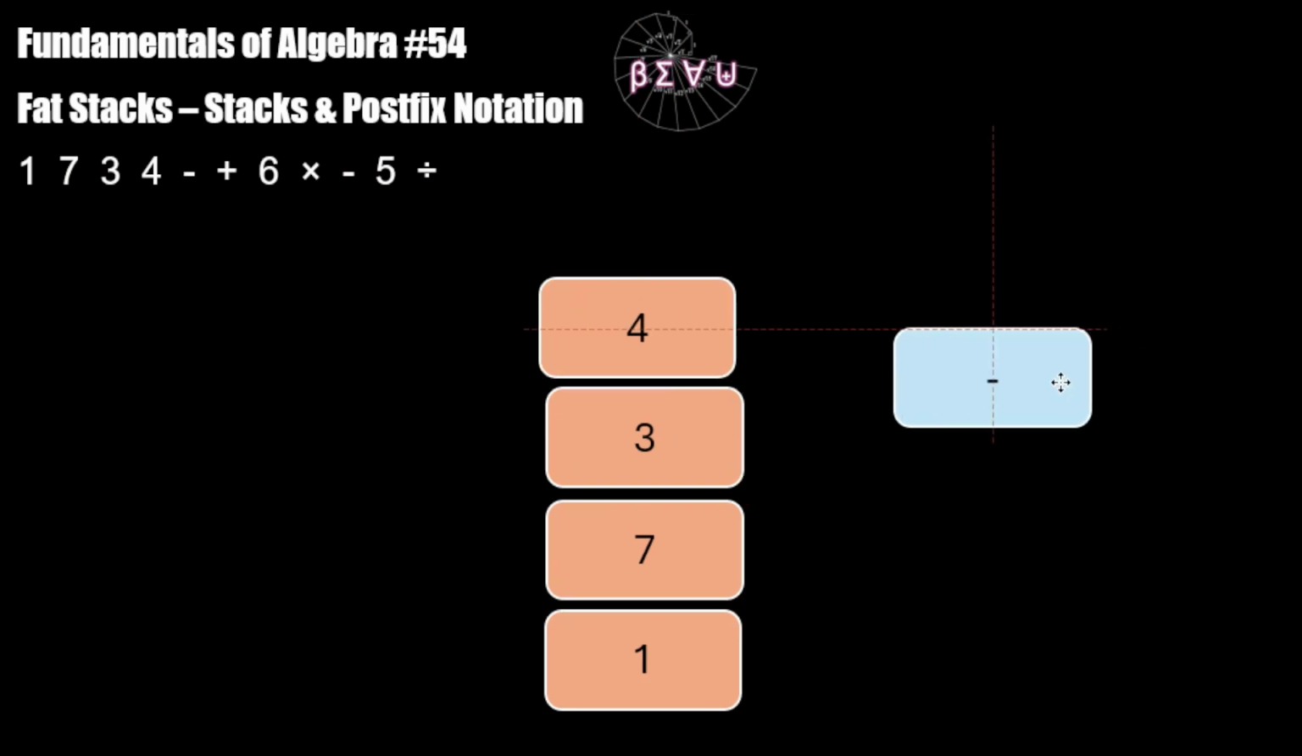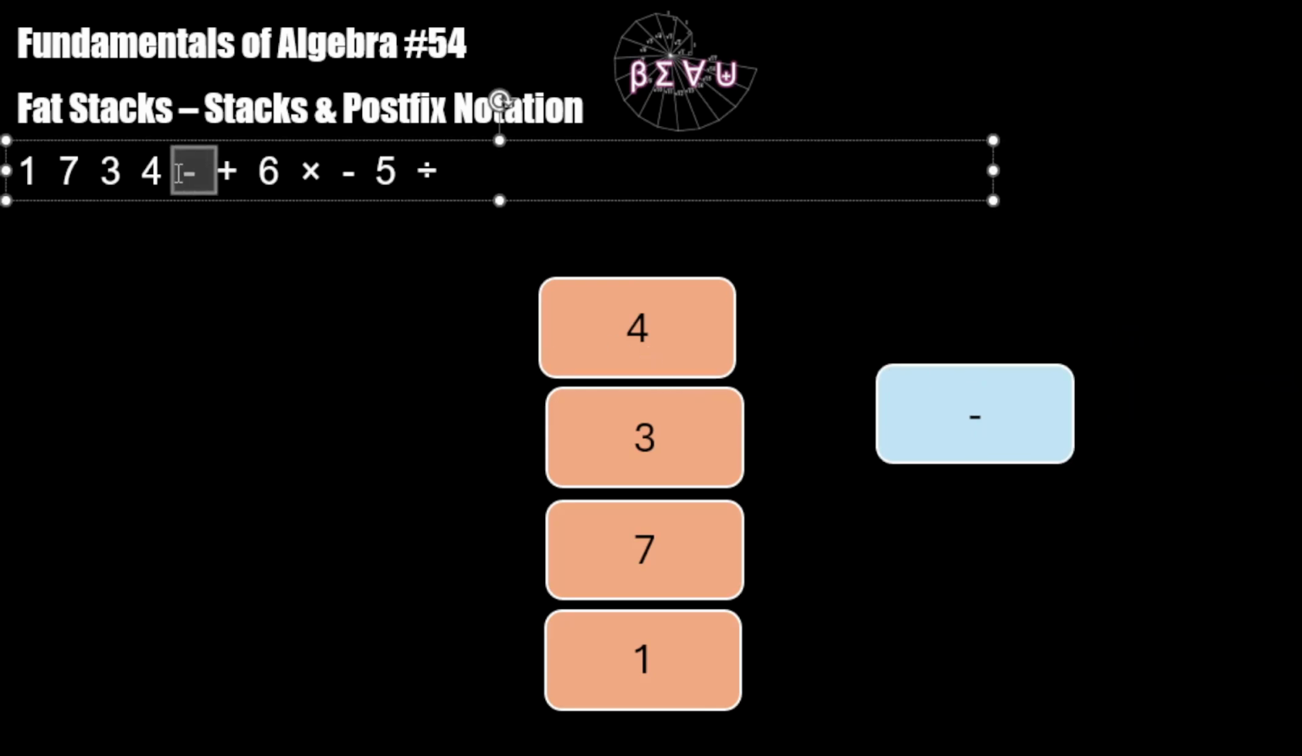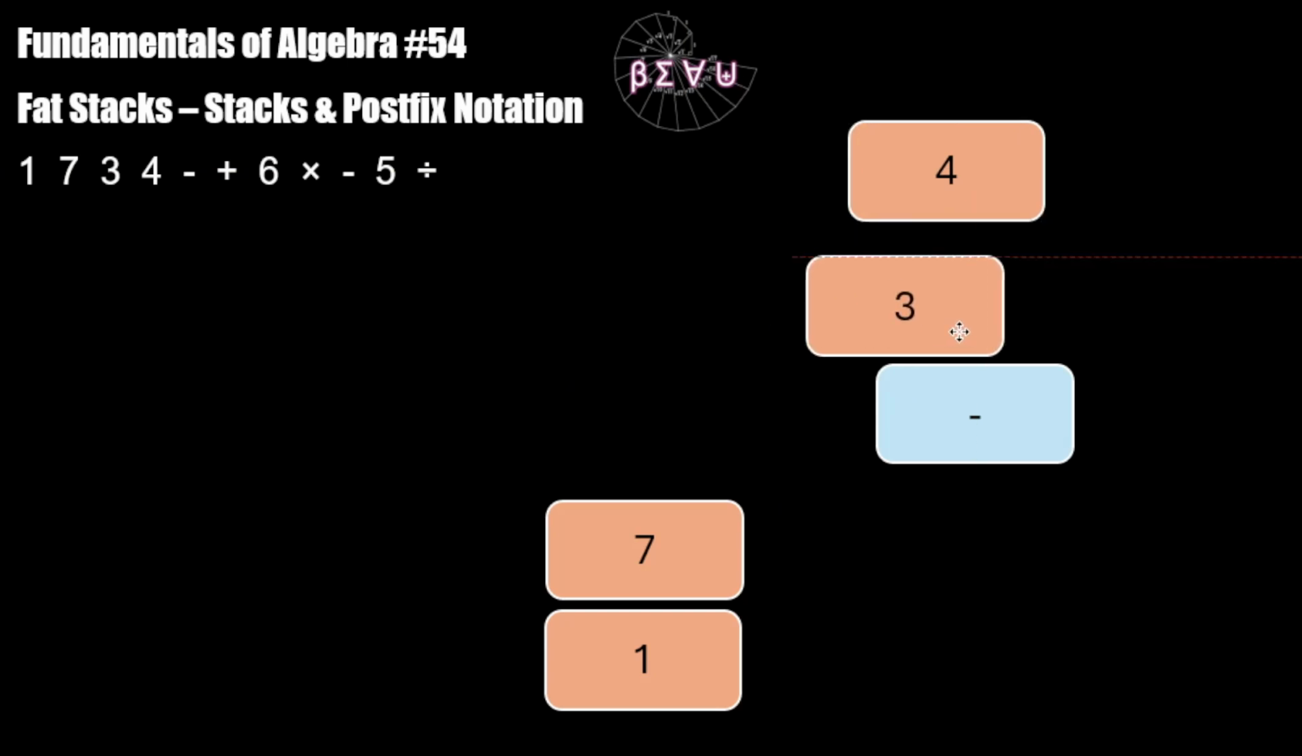So we have a minus, so it's an operation, meaning we pop the last 2 pieces of data. Remember, that just corresponds to us saying, okay, we take the operation and look at the 2 pieces of numbers to the left of it. So we're doing that with the data here. So we pop the 4 and the 3.